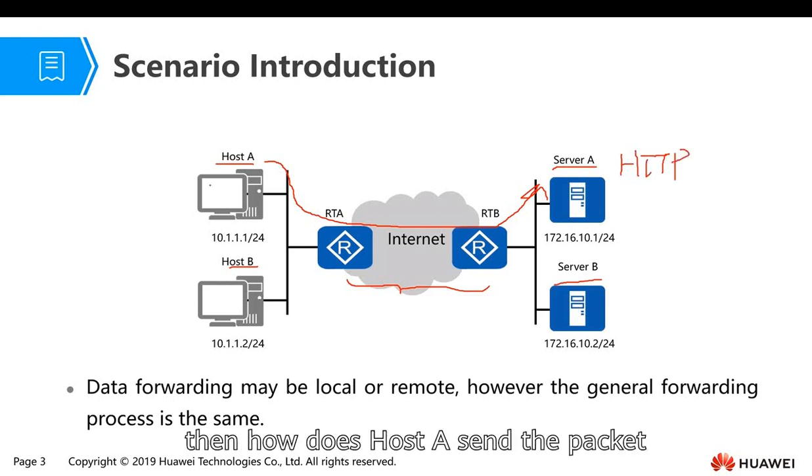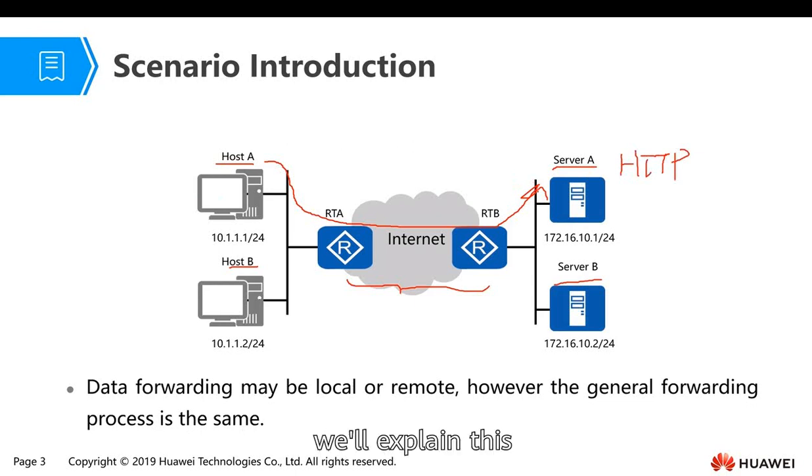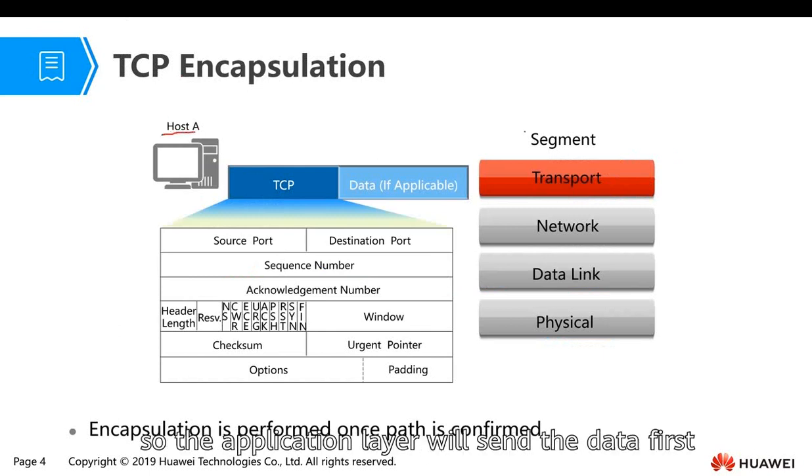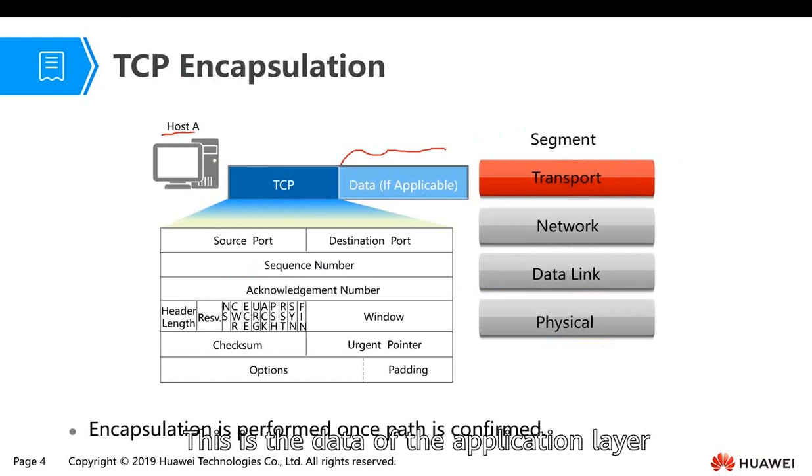Then how does host A send the packet, sending data to server A, the whole process? Okay, we will explain this. First, host A needs to send the data to server A. So the application layer first sends the data. This is the data of the application layer, then it is sent to the transport layer.